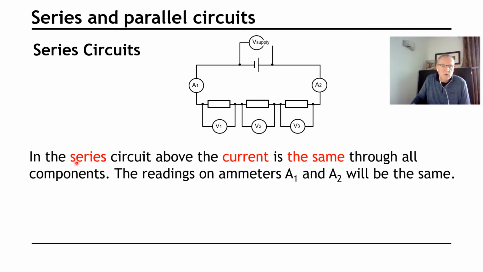So here's one of the first rules that you need to be aware of: in a series circuit, the current is the same at all points in the circuit. Anywhere in the circuit, the current will be the same. So in this case, the readings on that ammeter and that ammeter will be exactly the same. And in fact, the ammeter can be anywhere. It can be right next to the cell or in between the resistors, still going to be the same.